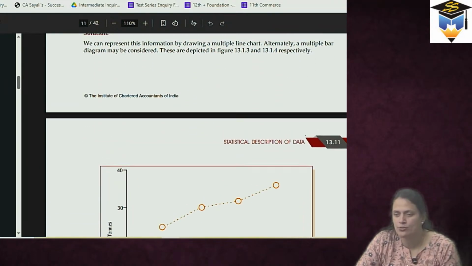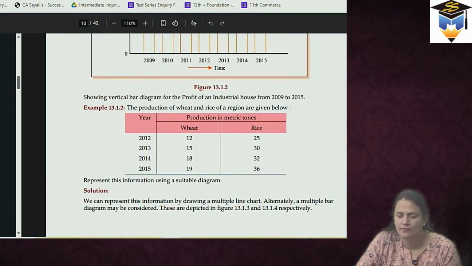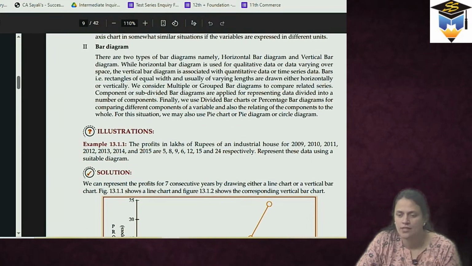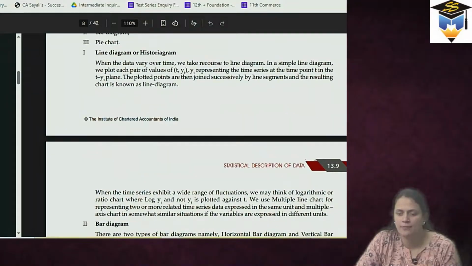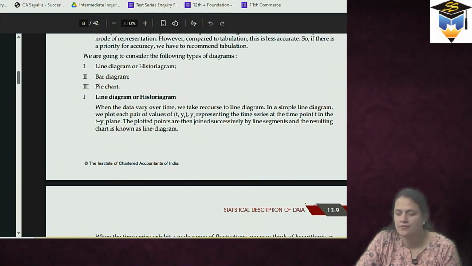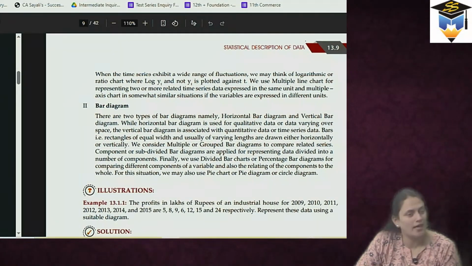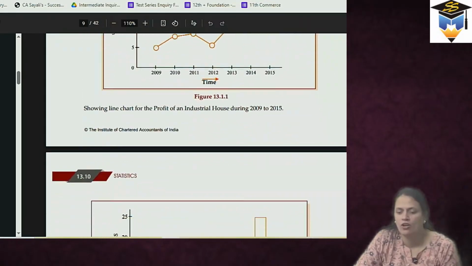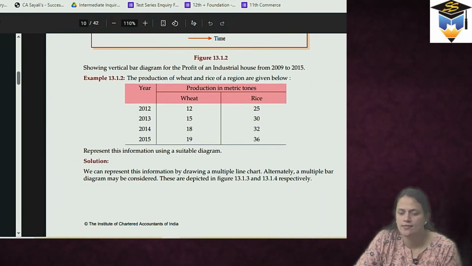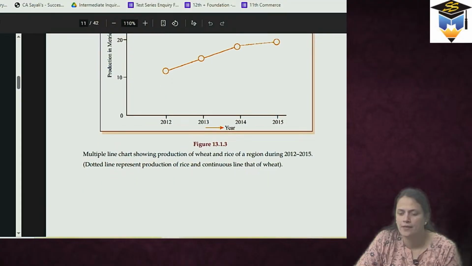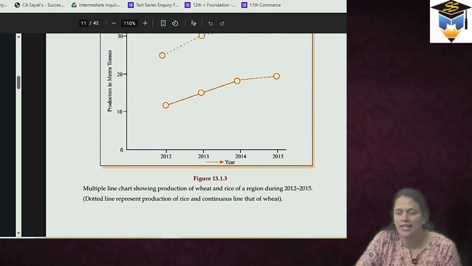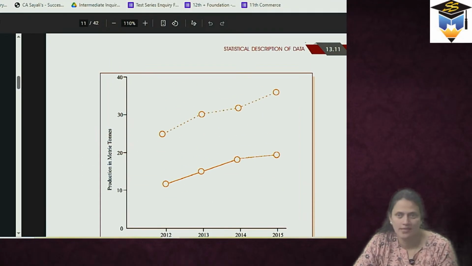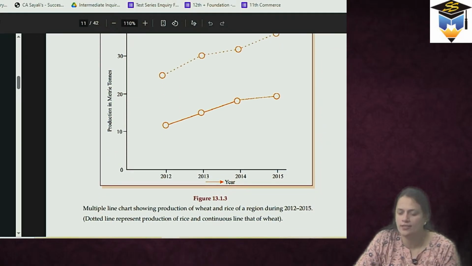Now the third comes out to be. So हमने क्या क्या देखा? First हमने देखा line diagram, second हमने देखा bar diagram, और third जो है that is, so यहाँ पे उन्होंने multiple line charts दिखाए हैं. As I have already told you, multiple data can be shown on a line chart.